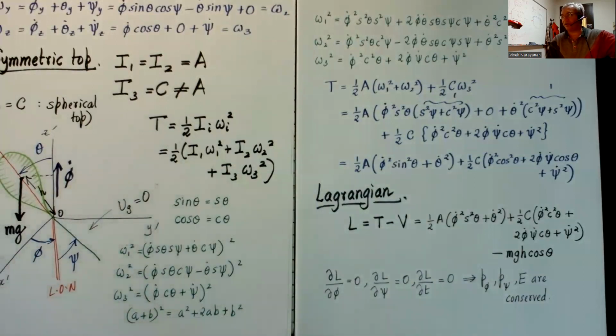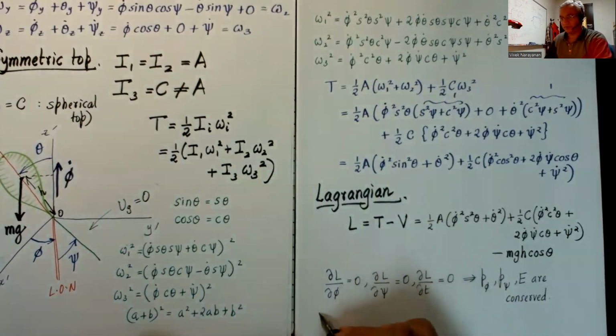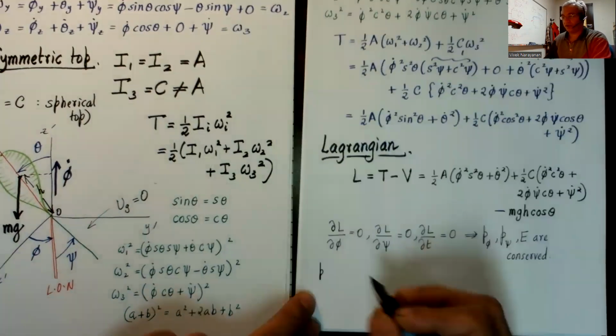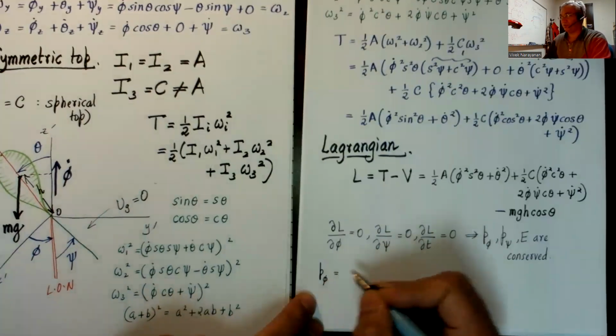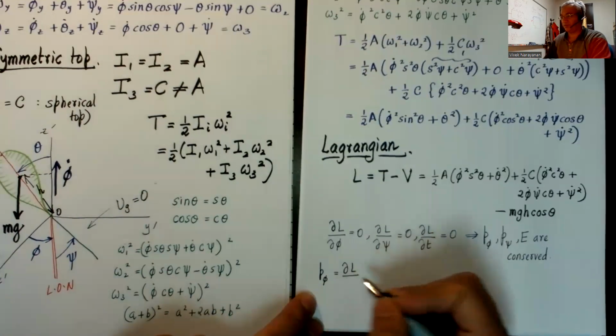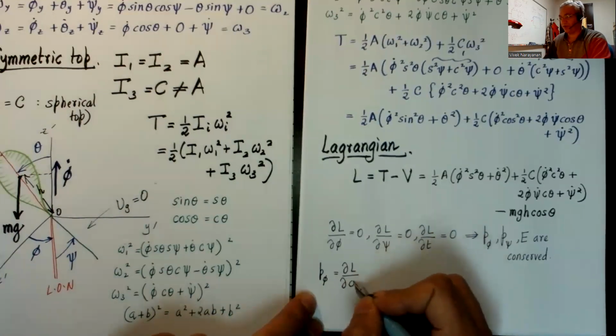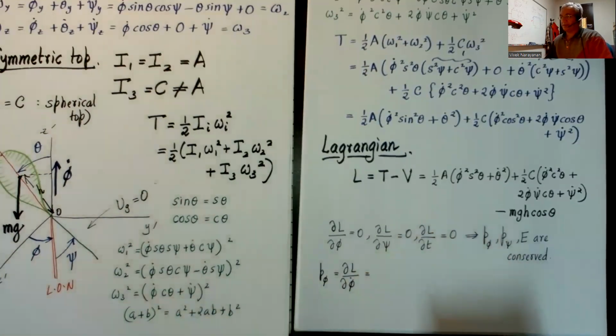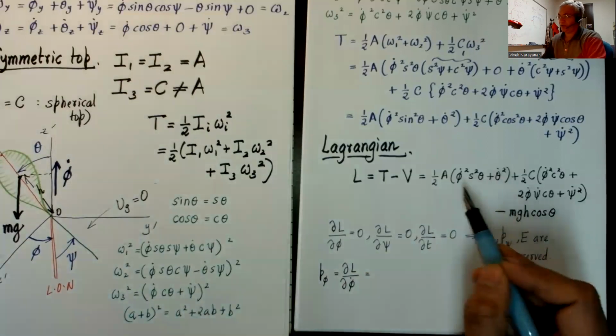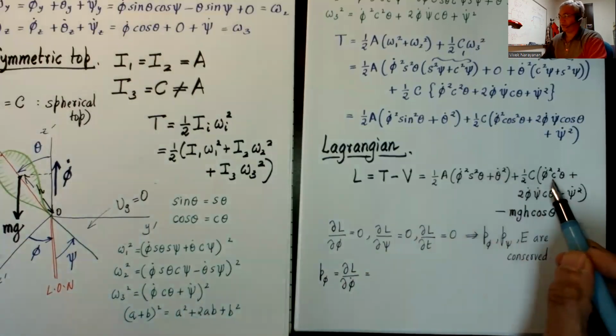Now, what I'm going to do next is actually find the corresponding momenta. So the momenta can be found as follows. The phi momentum is found by taking the derivative of the Lagrangian with respect to phi dot. There's a phi dot here, and there's a phi dot there and here.